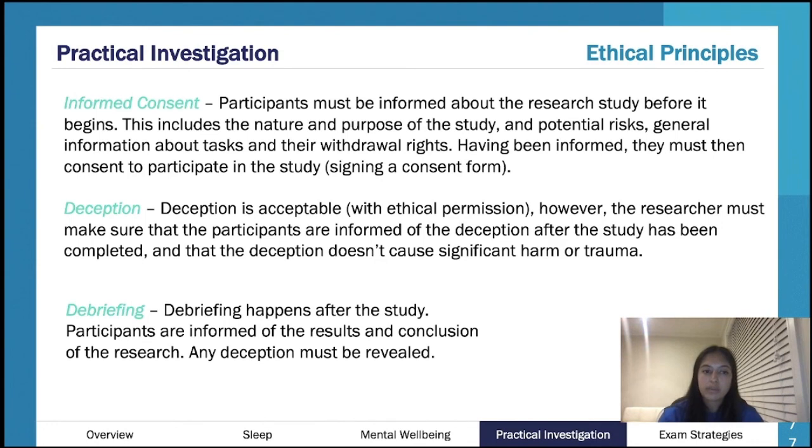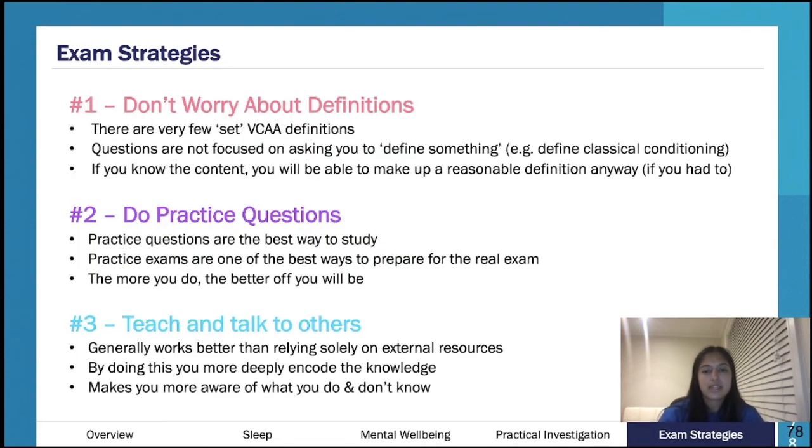And deception, you have to get permission for that first, and you have to make sure that there's no significant harm or anything like that, as a result of ultimately lying to the participants. Yeah, that's basically that.